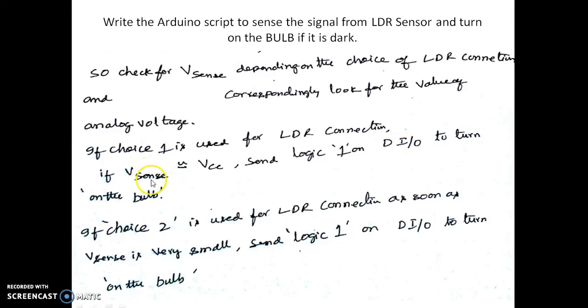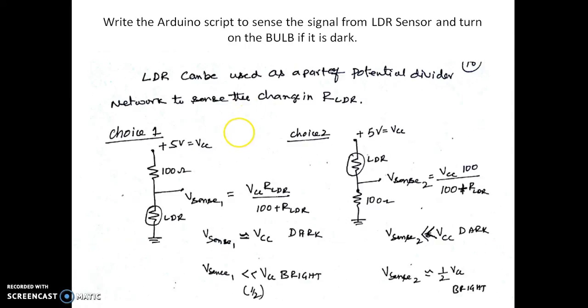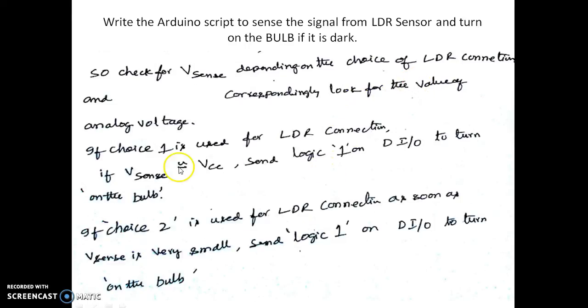So when V sense is equal to VCC, assume that V sense 1 is equal to VCC, this will be dark. So we are supposed to send logic 1 to turn on the bulb.